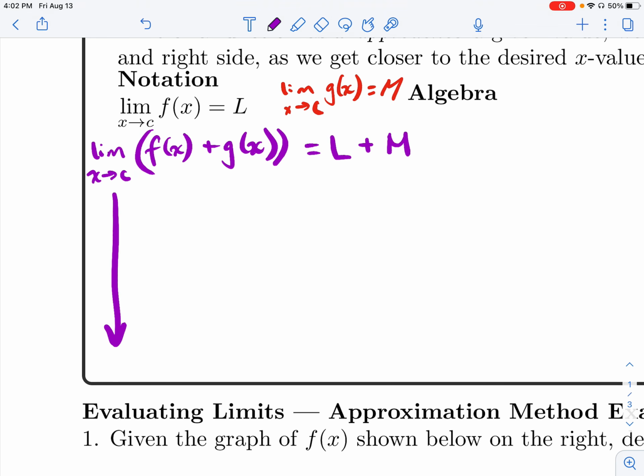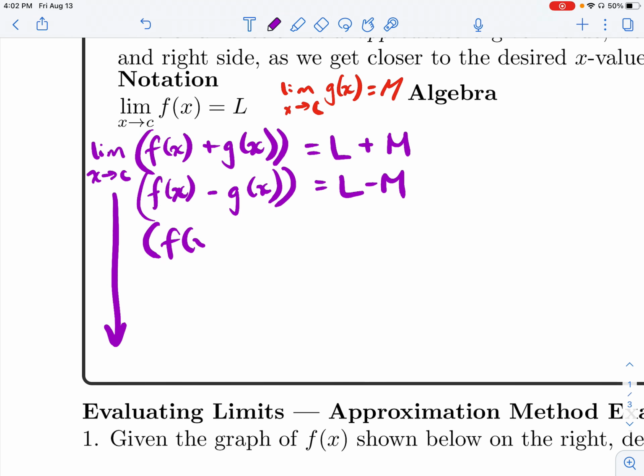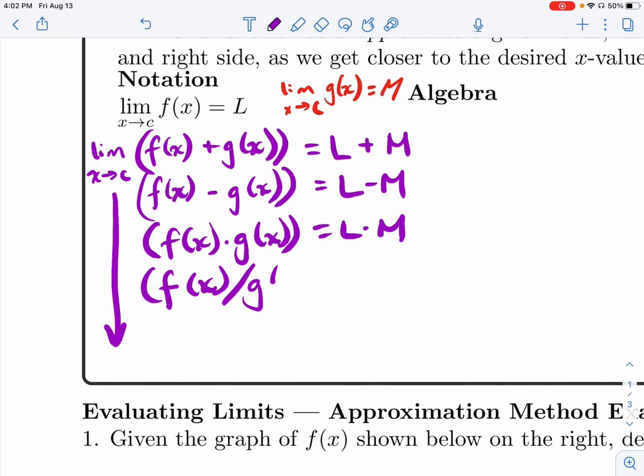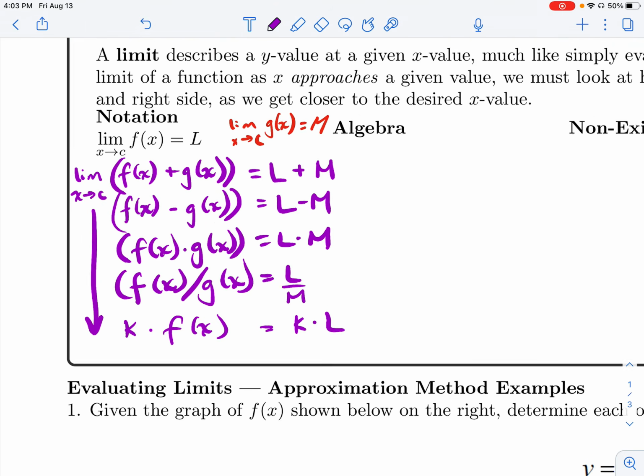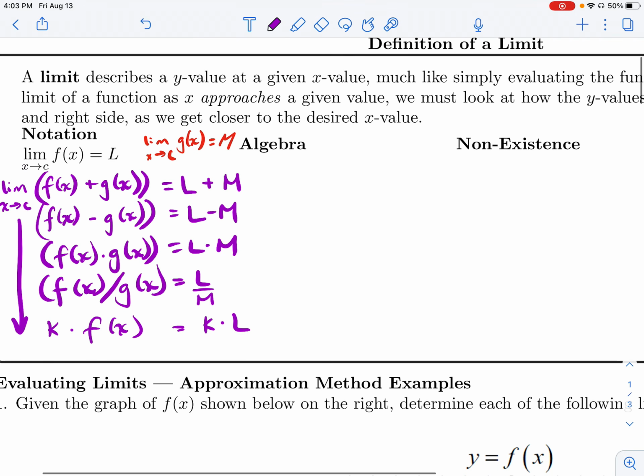As we continue, what about when we're subtracting g of x from f of x? In this case, we would say it's L minus m. For f of x times g of x, we would say it is L times m. For f of x divided by g of x, this would be L divided by m. And even when we have a scalar value like k times f of x, that would be the same thing as just multiplying that scalar times that limit. So just a couple of things for us to think about as we start working through limits.